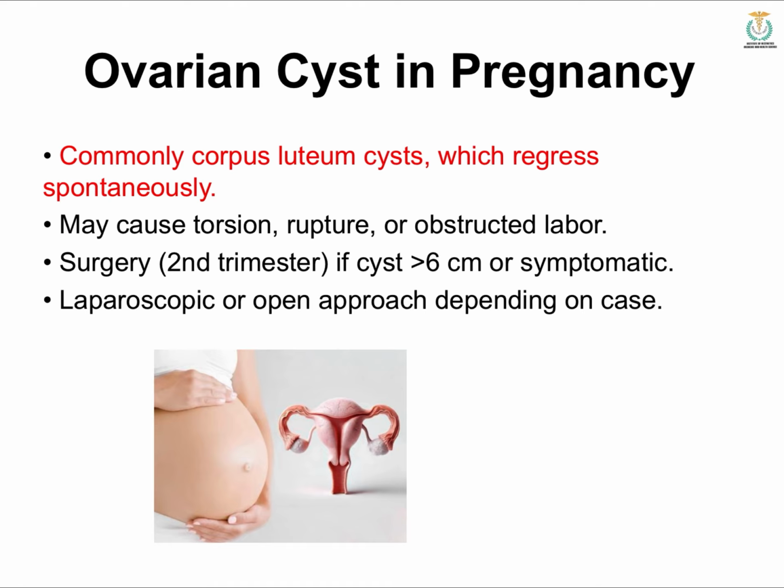And ovarian cyst in pregnancy. In pregnancy, commonly it is a corpus luteum cyst, which regresses spontaneously. There can be a cause of torsion, rupture, or obstructed labor in pregnancy if the patient is diagnosed with ovarian cyst. Surgery you can do in the second trimester if the cyst is greater than 6 centimeter or if it is symptomatic. Then you can do a laparoscopic or open approach depending on the case, age, fertility, and all the other criteria. So that is the thing about ovarian cyst in pregnancy.